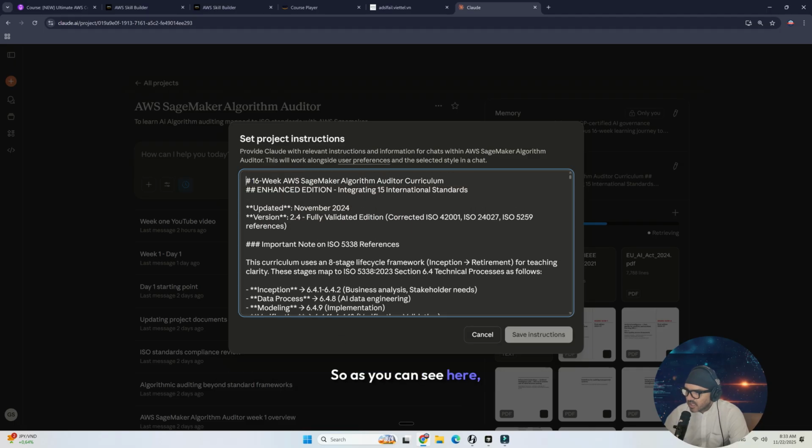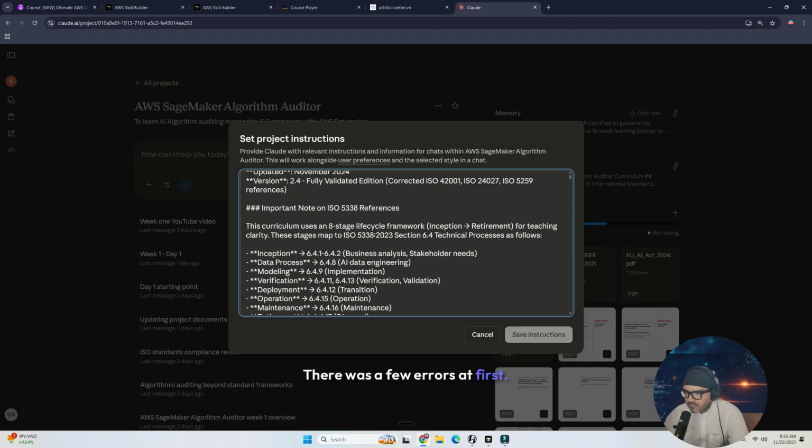So as you can see here, there were a few errors at first. Claude made some errors with ISO 5338, which is the AI system lifecycle. And I was like, hold on a second, I'm sure that doesn't exist, because I was checking against the actual document and I couldn't see it in there.